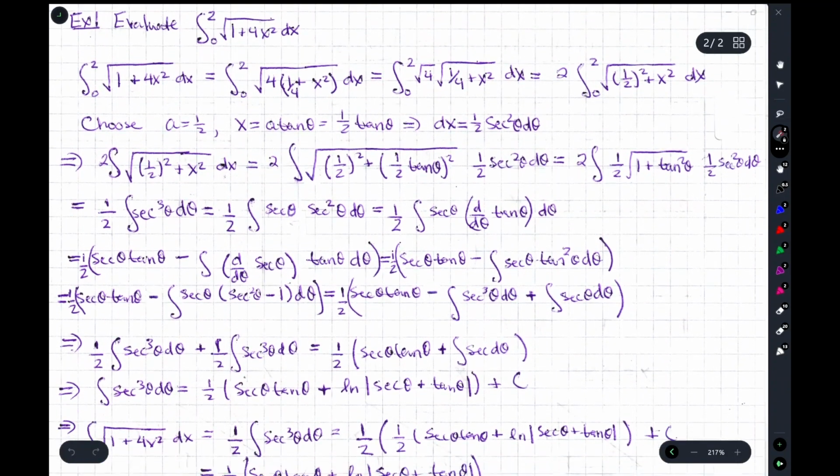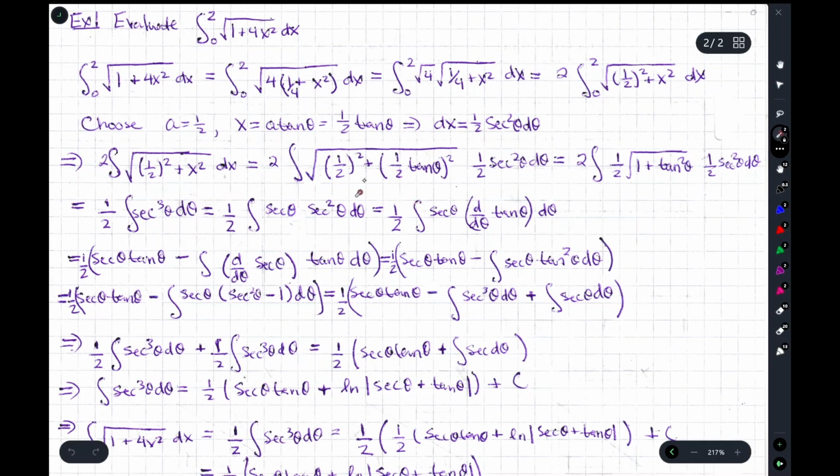And so let's go ahead and do that. So a is 1/2, and x is equal to a tan theta, so 1/2 tan theta. dx is secant squared d theta.